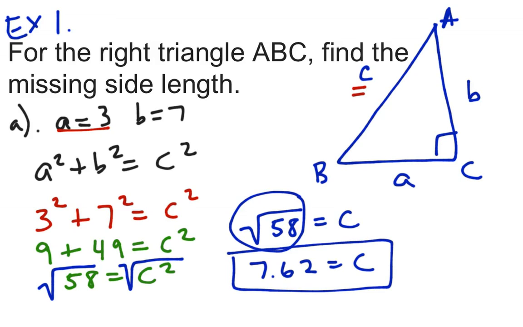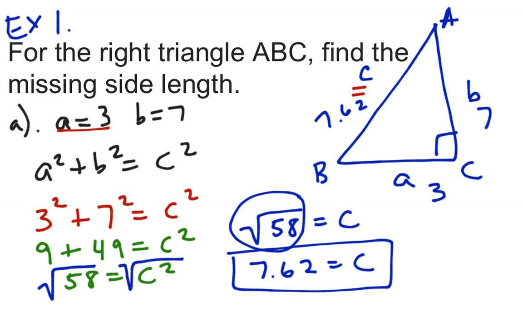And let me check to make sure that's reasonable. So I know that my A was 3 and B was 7, and this is more than 7 and more than 3, which makes sense. 7.62. And it doesn't give me any units. No. All right, so example number 2.